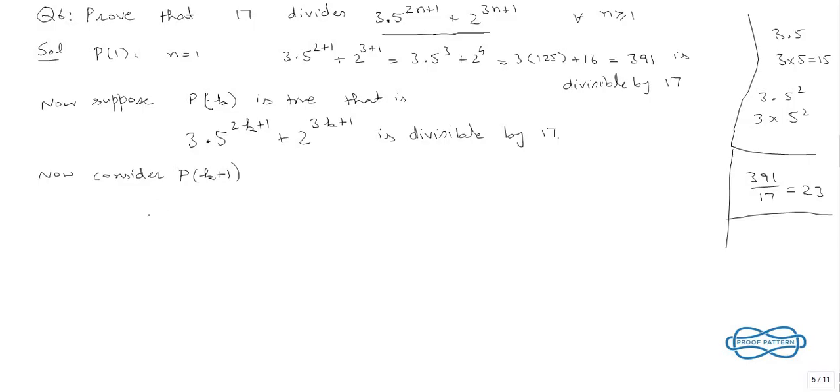Okay. We consider 3 into 5 to the power 2 into k plus 1 plus 1 plus 2 to the power 3 into k plus 1 plus 1, and that can be written as 3 into 5 to the power 2k plus 2 plus 1 if we open this bracket.